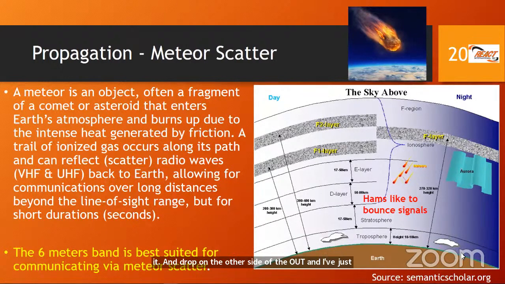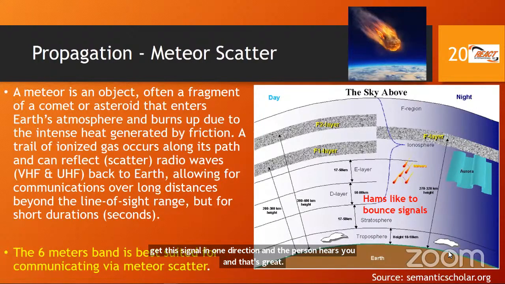So the person on the other side, the receiver, will hear me, and they will also try their best to send us a signal. They will transmit a signal back up, hoping that it will reciprocate and that signal will bounce off of the layer that the meteor created and send it back down to me. And hopefully we can have a very short conversation, but literally it's seconds at best. So there's not a whole lot of time. Sometimes you only get the signal in one direction and the person hears you, and that's great. So these are some of the things that amateur radio operators do, believe it or not.